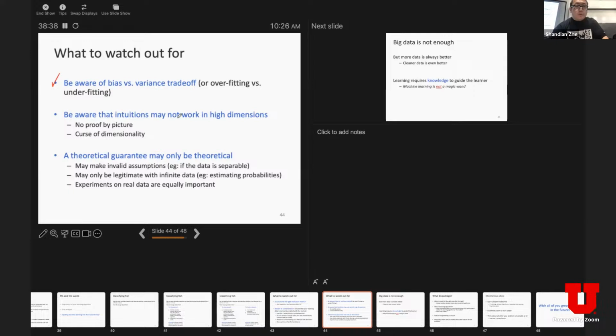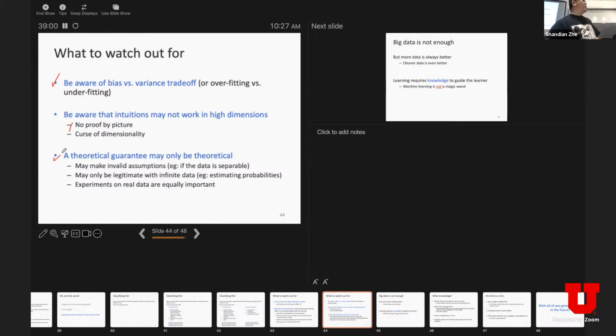Be aware that intuitions may not work in high dimensions. That's true because in the real world, we often have to deal with high dimensional feature vectors, right? And they cannot be pictured. There's no way to picture them. You have curse of dimensionality issues, right? So don't trust too much in intuitions. Let data speak.